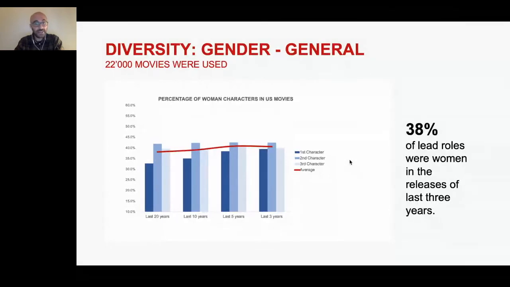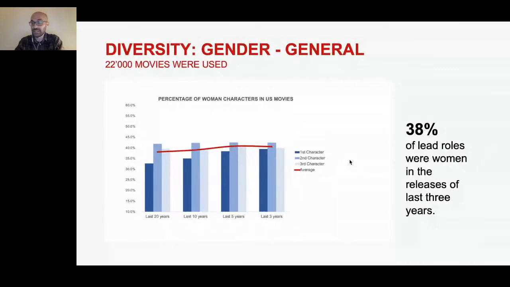Here we aggregated the data to see what is happening. Is there a change in recent years? You see we got the average representation of women as first character, second character, and third character in the last 20 years, last 10 years, last 5 years, and last 3 years. For the first character, the lead role, we see a good improvement from 32% to 38% when we compare the last 20 years and the last 3 years.